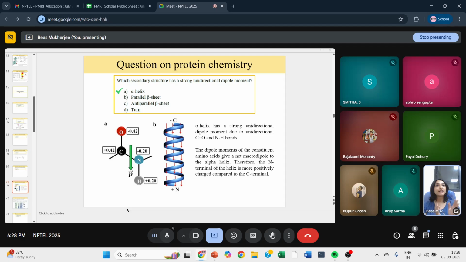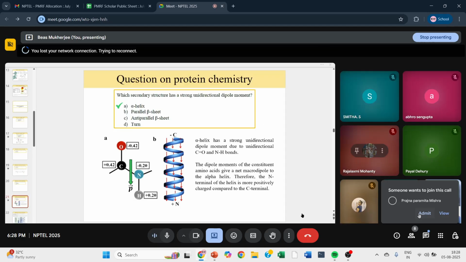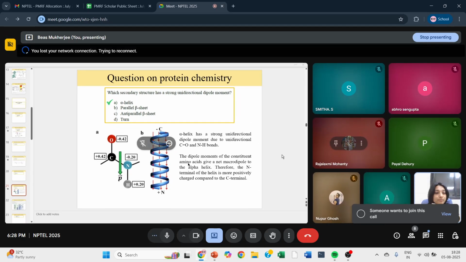Okay, you have studied in school about magnets, right? So a magnet, even if it is very tiny, is going to have a north pole and a south pole. Correct. Now amino acids actually behave like tiny magnets. Amino acid has a COO minus group and an NH3 plus group, right? So what happens is all the amino acids are in a helix.